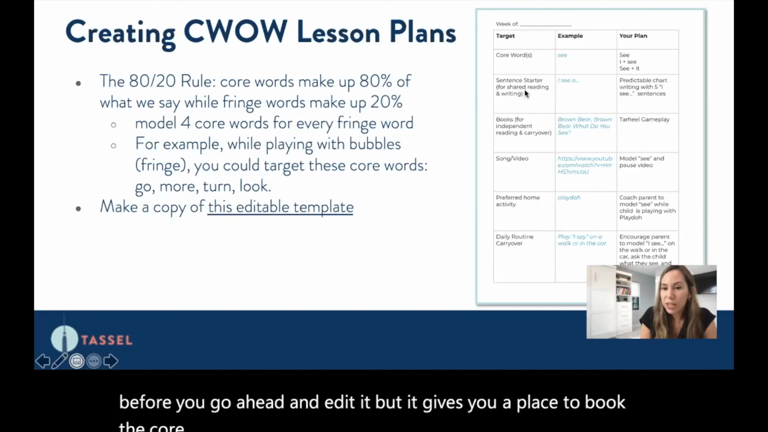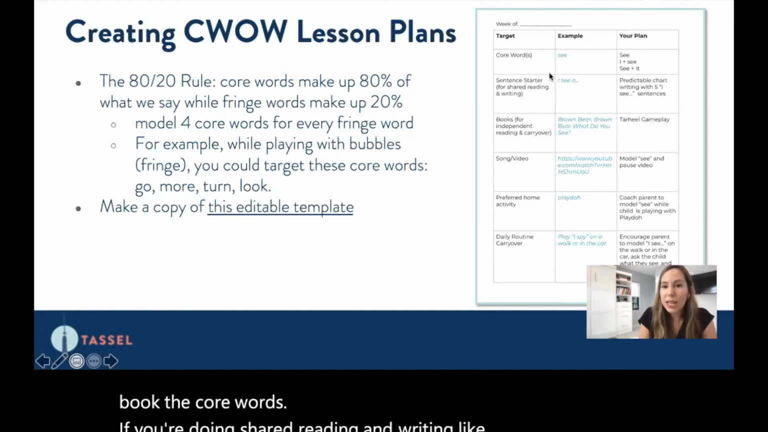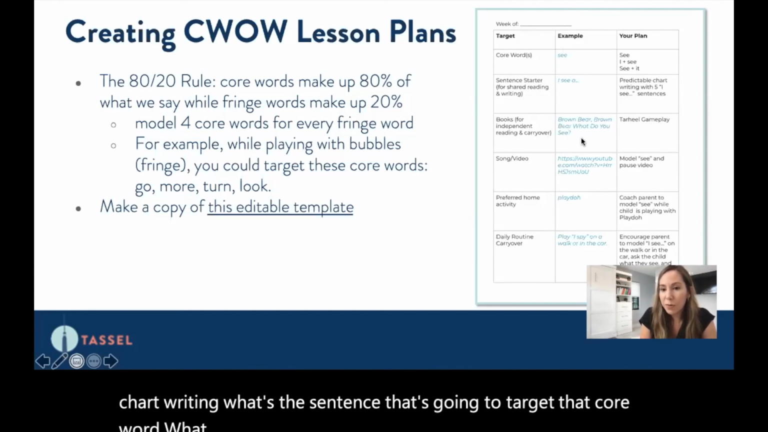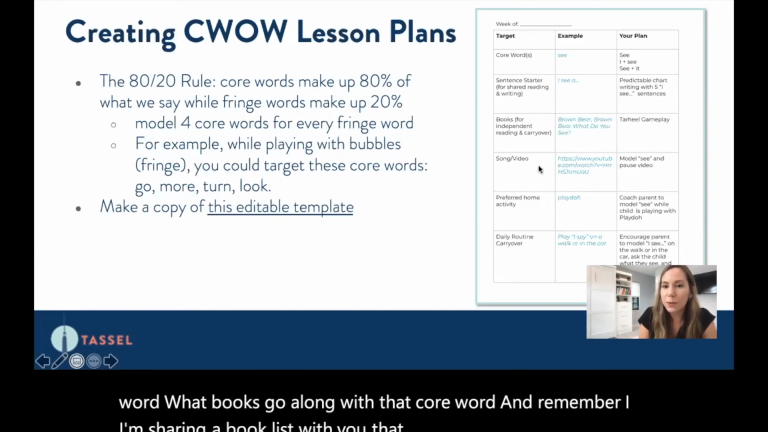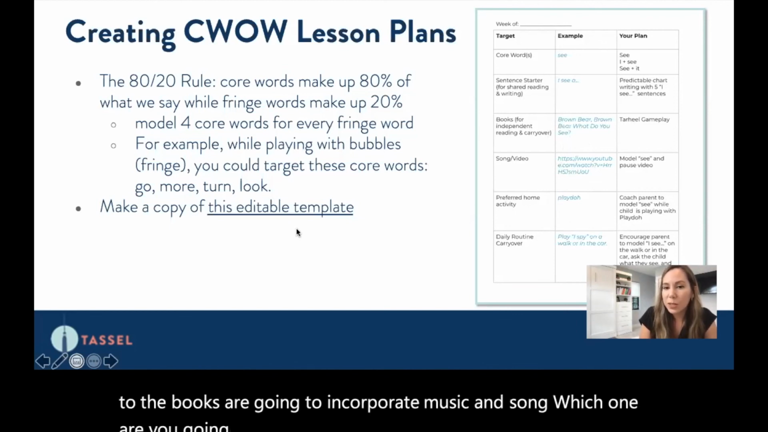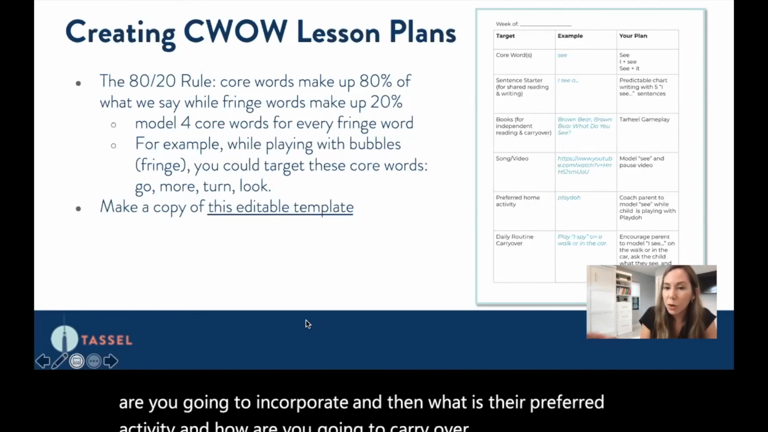If you're doing shared reading and writing, like the predictable chart writing, what's the sentence that's going to target that core word? What books go along with that core word? And remember, I'm sharing a book list with you that has different core words next to the books. Are you going to incorporate music and song? Which one are you going to incorporate? And then what is their preferred activity? And how are you going to carry over this word in their home environment?